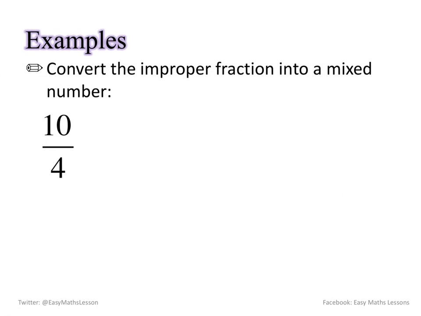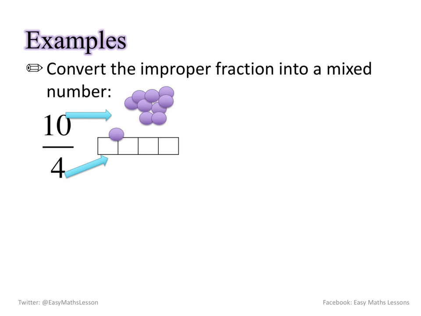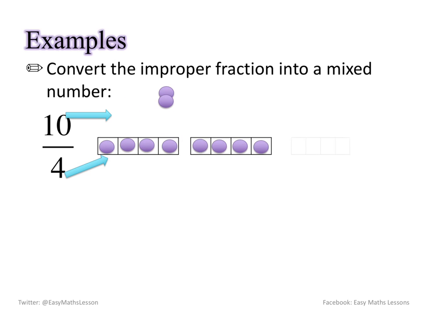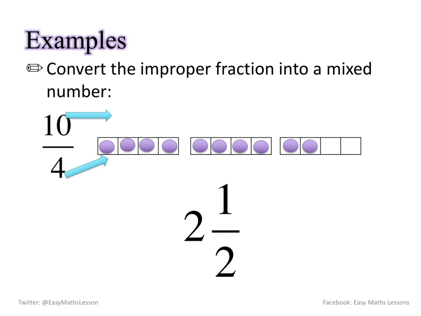Okay, so let's try a different one. 10/4 means I've got 10 counters. And I need to put these 10 counters into groups of 4. So first group and second group, I still have some left, and my last group has only got 2, and that means I've got 2 full groups, so therefore the whole number 2, and then I've got half of the last one left, so 2 and 1/2 is my final answer.